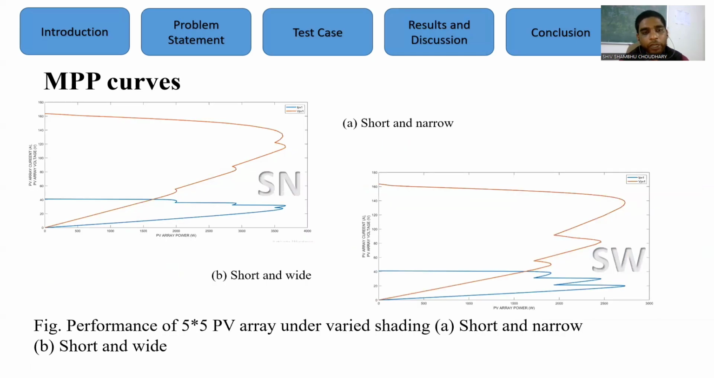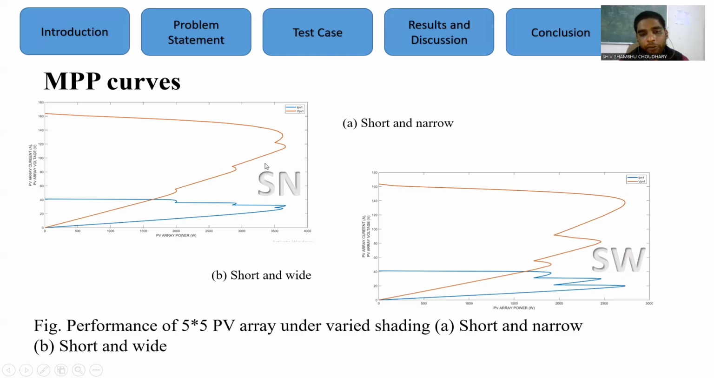These are the maximum power point curves drawn for different types of shading patterns. Figure A represents the short and narrow shading, where the PV array current and voltage are plotted with respect to the PV array power. Similarly, in figure B, we have plotted the PV array current and voltage with respect to PV array power.